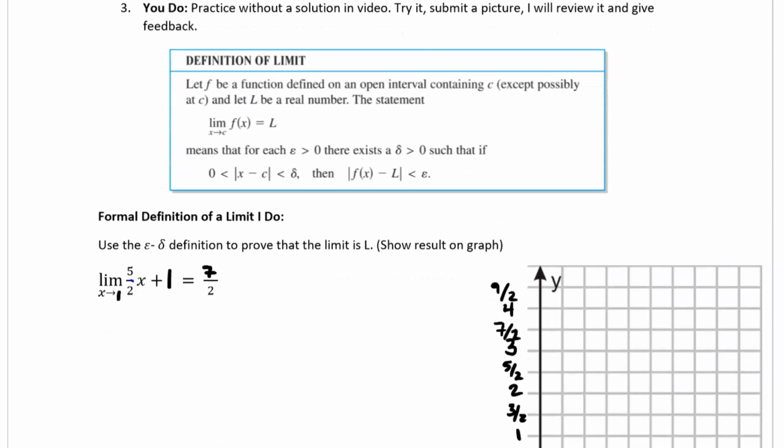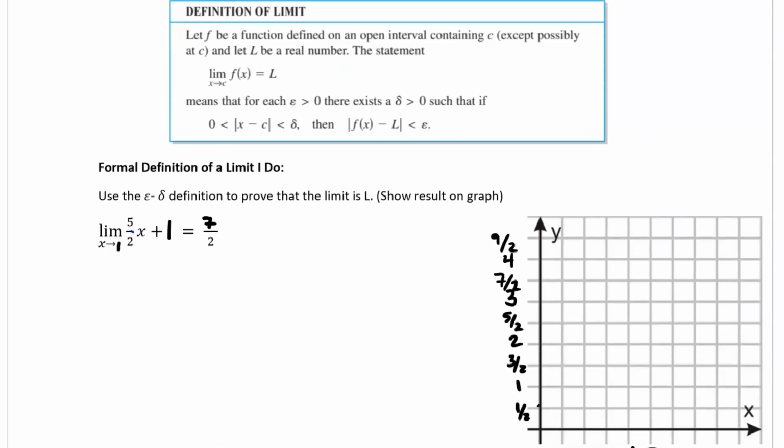So our formal definition of a limit says we're looking at a function f on an open interval containing some point c, and we have this variable L that's a real number. If it's true that as x approaches c, f of x is equal to L, then we have the epsilon and delta both greater than 0, such that this relationship holds.